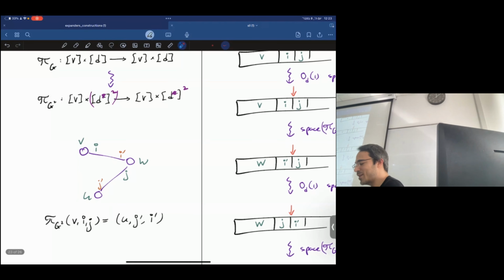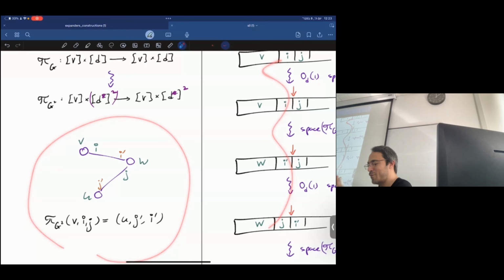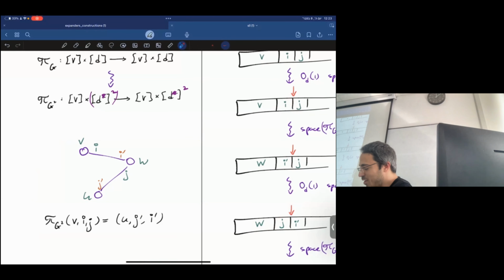So let's see what we're trying to do. The math of it is that pi of G squared gets a vertex as input and two numbers between 1 and d. So this is the vertex, and these are two numbers between 1 and d. You can think of it as a number in d squared, but I rather think of it like that. Maybe you want to put parentheses here, or a semicolon, to separate more explicitly the vertex from the neighbor number. And what do you want to output?